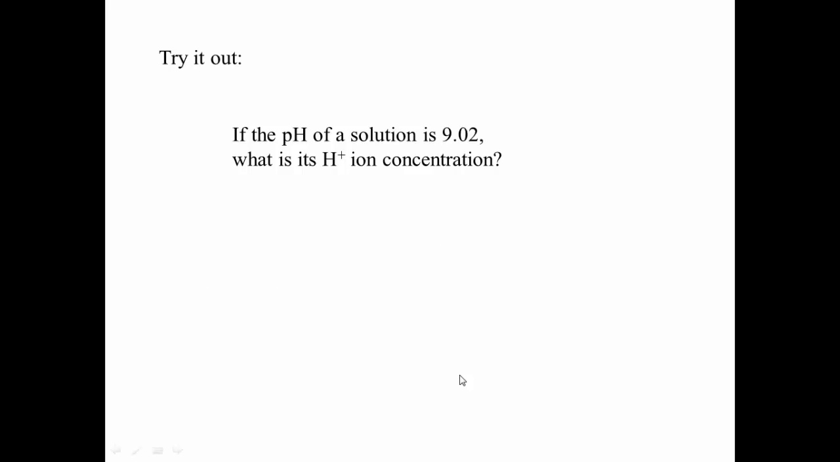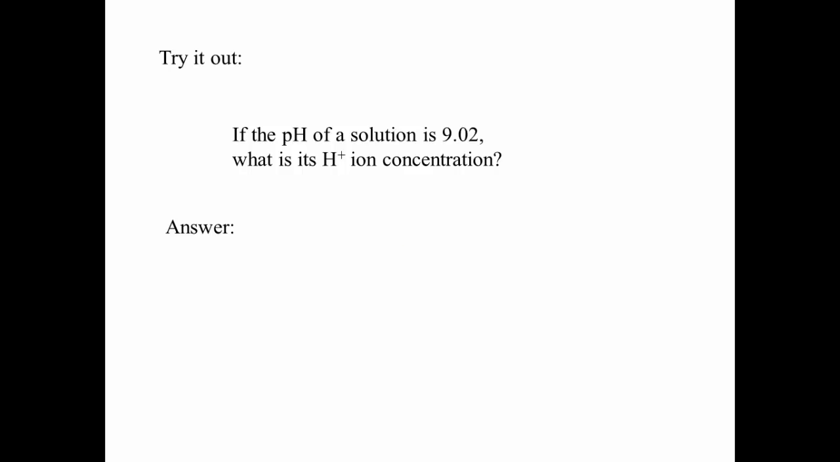So let's try it out. Let's suppose we have a pH of 9.02. What is going to be the hydrogen ion concentration? Use the new equation that was shown on the last page. And go ahead and pause. Pause the video and then try this out, and then let's check the answer.